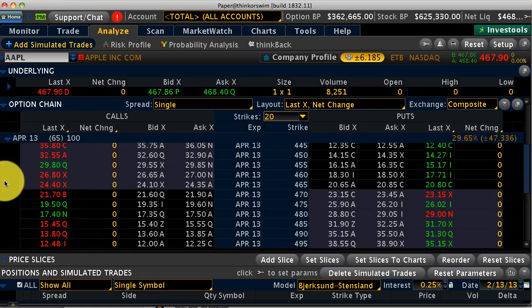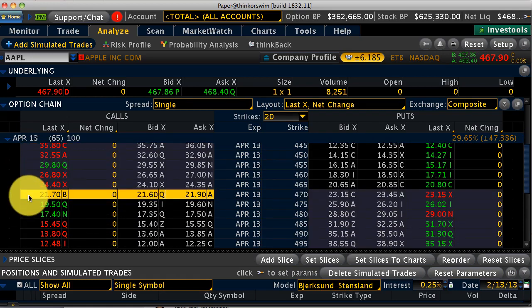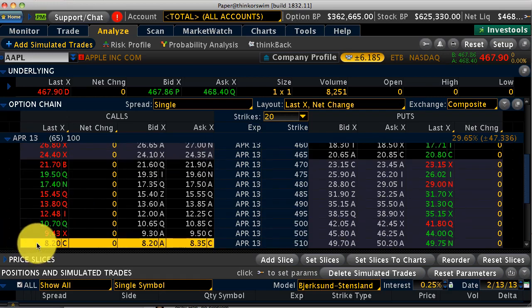The 470 call is not yet in the money, and therefore you have about a 50-50 shot with the 470 call. And then, of course, the 510 has the least chance. It has a probability of probably around 20% or 15% that over the next 65 days, Apple will actually go to 510 and then go beyond the strike price of 510 by an amount of $8.20.